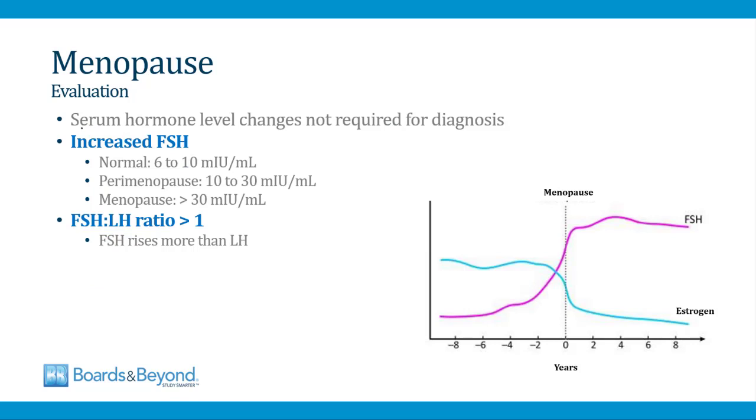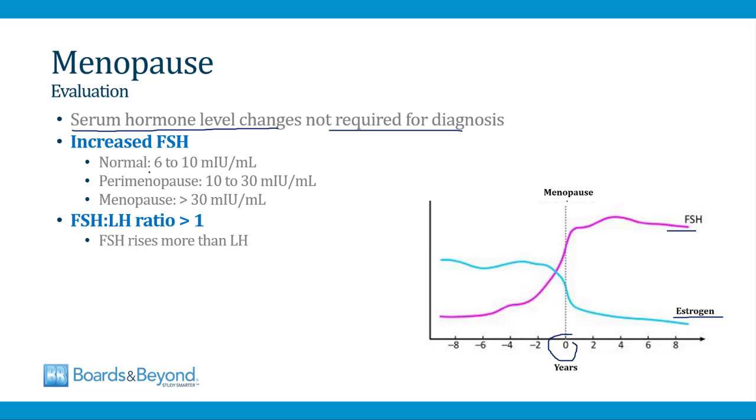So as I just alluded to, there are serum hormone level changes that are associated with menopause. Measuring serum hormones is not required for a diagnosis of menopause, but it's often helpful to exclude other causes of amenorrhea and confirm that menopause is the reason that the woman has stopped menstruating. If you look at this graph on the screen, time zero is menopause, so after menopause estrogen levels fall, and one of the major changes is that the level of FSH climbs significantly.